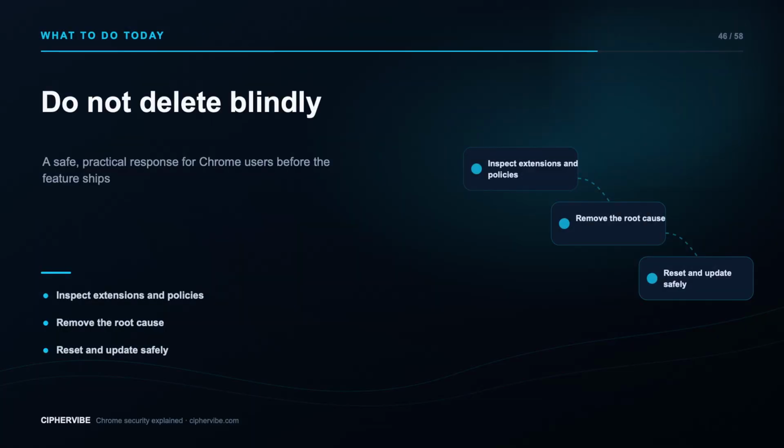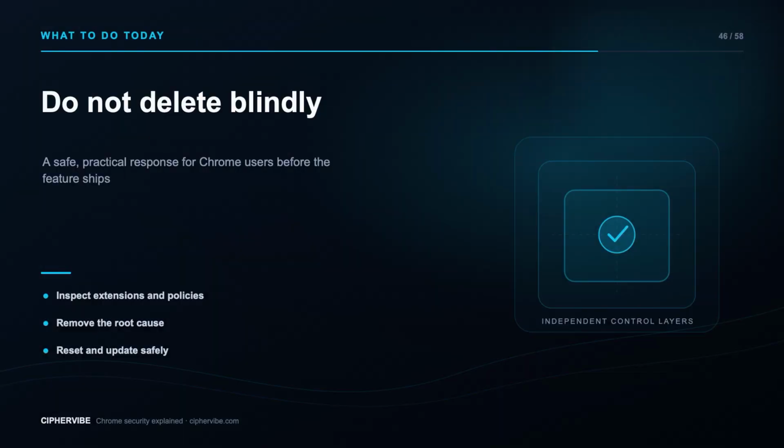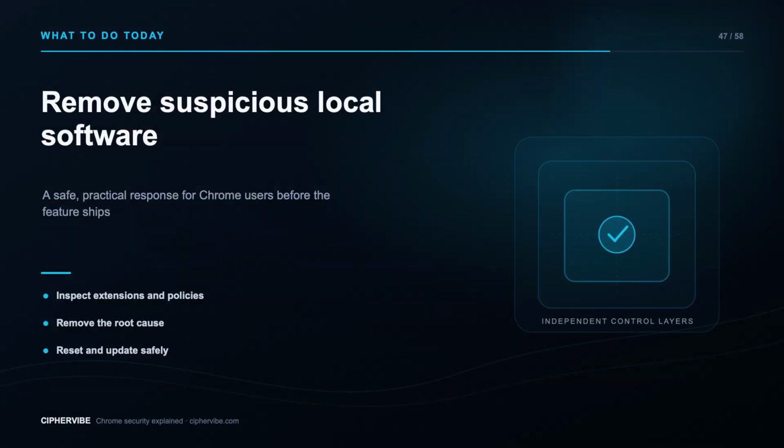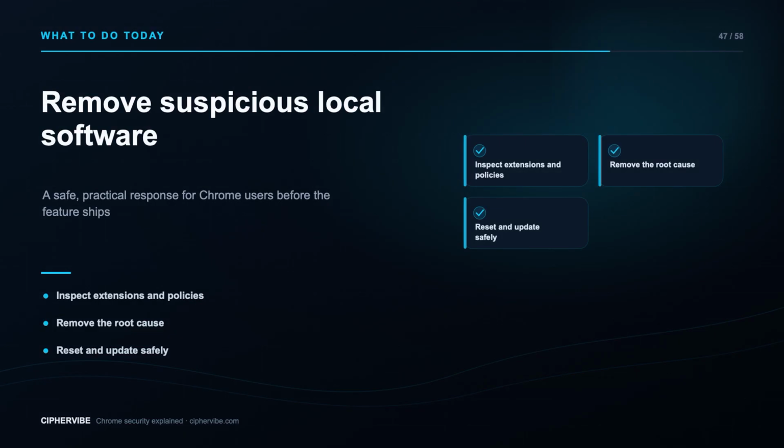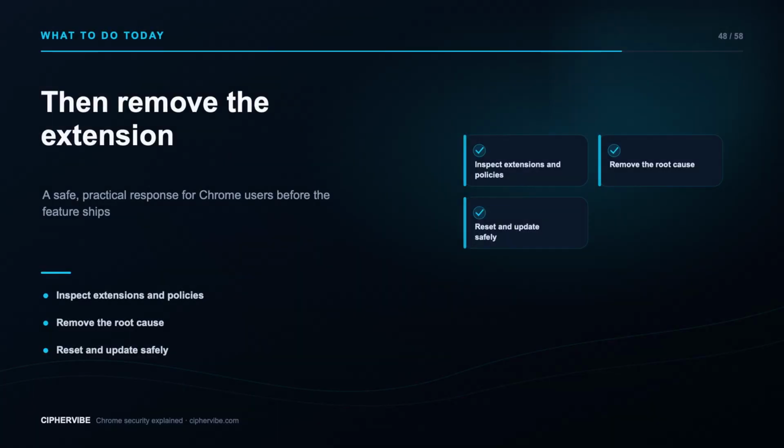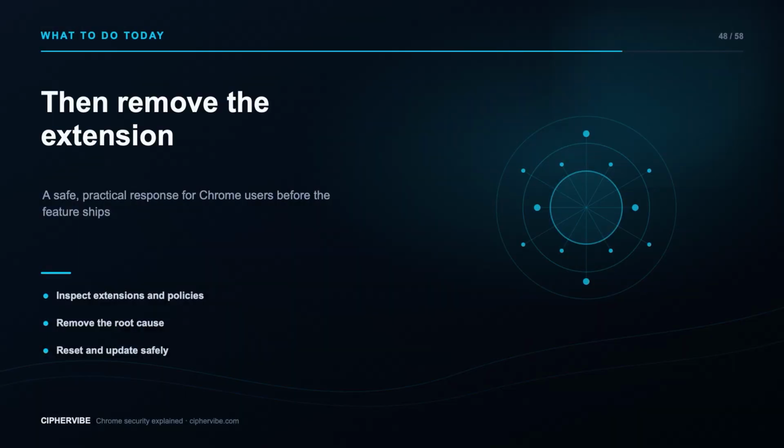On a work or school device, contact the administrator before changing policies because the management may be legitimate. On a personal device, uninstall the unwanted program that created the policy and run a reputable operating system security scan. After the root policy is gone, return to the extension page and disable or remove the unwanted add-on.